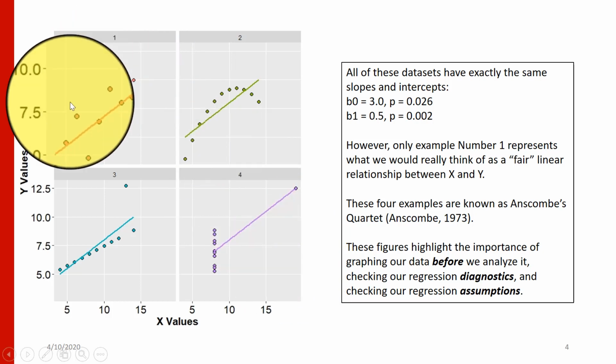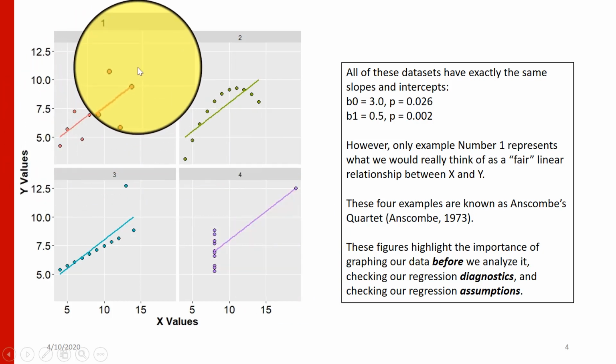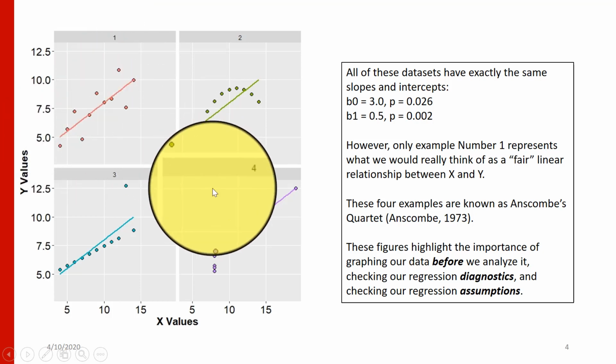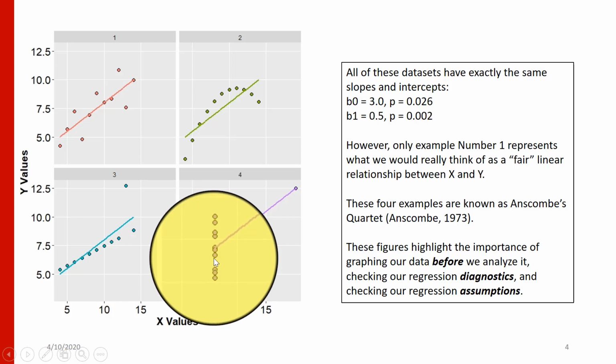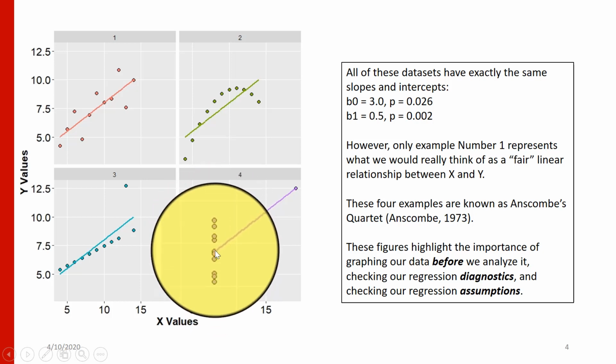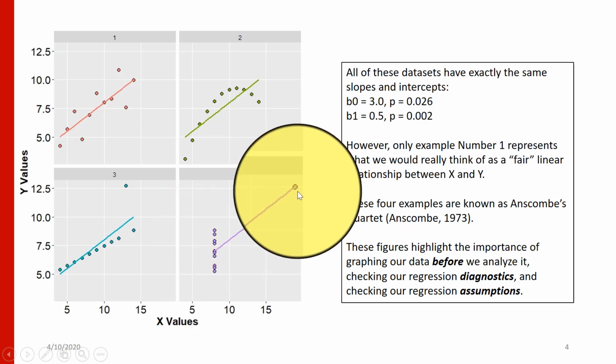So in panel number 1, we think that that slope and intercept is a good description of the data. In panel number 4, that slope and intercept don't really seem to be a good description of the data, because our data otherwise look like a pretty straight line were it not for that one data point that is exerting undue influence and creating a slope and an intercept in our model.